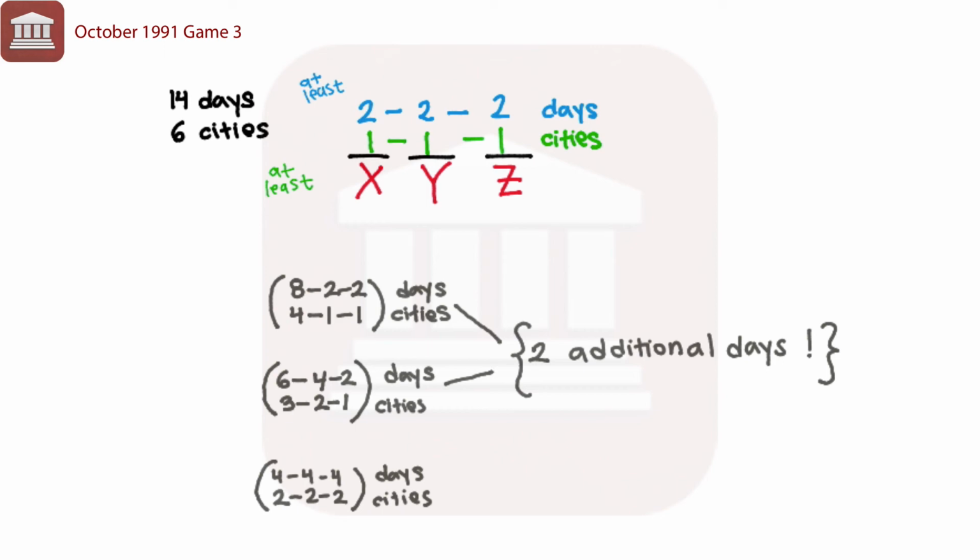And in the third option, we again have 4, 4, and 4. So that's 12 days again. So in all 3 options, we have 2 additional days to give to any of the countries. Okay, so that's our setup, our rules, and our deductions. Let's go to the next game.